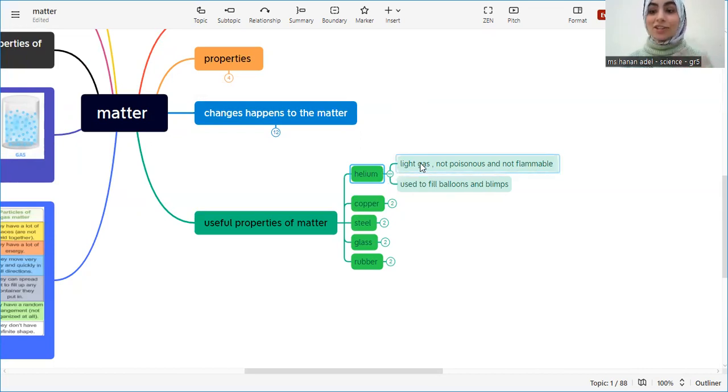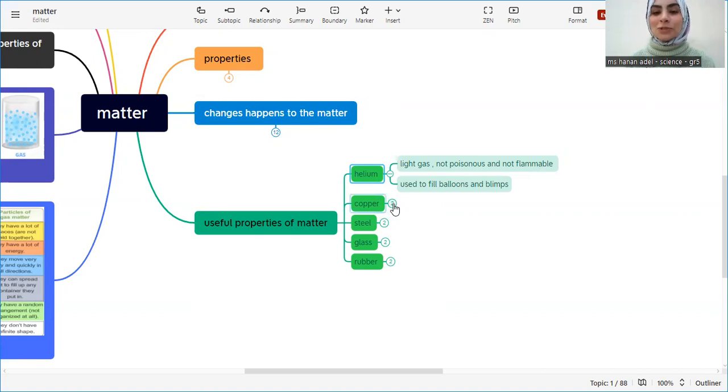It's a light gas, lighter than air, so it can go up. And it's not poisonous, it's not flammable, so it's safe for people to use it. Because it's a light gas, we can use it to fill balloons so they go up when we have a festival or party. We can use the helium. It will go up because it's lighter than air, and it's not toxic, so it's safe for people to use.